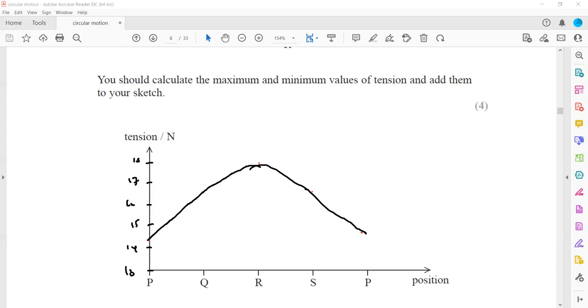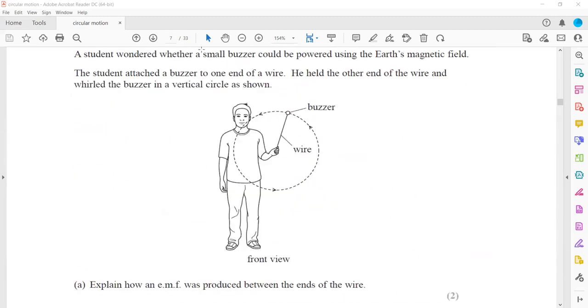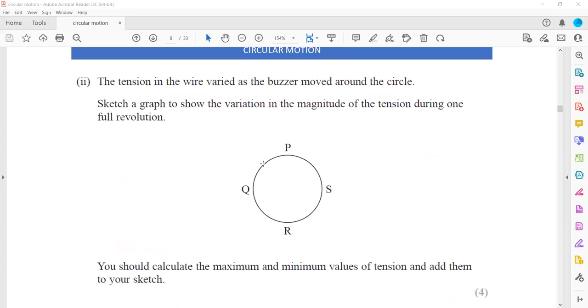Is it clear? That when an object is moving in a circular path in the vertical plane, this is the variation of the force. So at this point, it will experience the maximum force at P. The resultant force is the same, but the tension will be minimum as the weight is acting downward. So that contributes to the centripetal force. Here, the tension will be greater. The resultant is the same at all positions, but the value of the tension is changing.